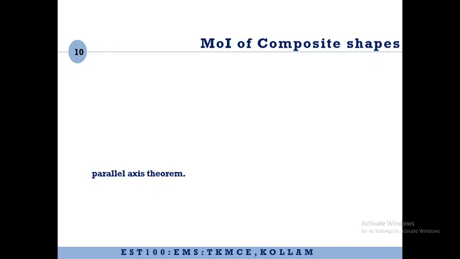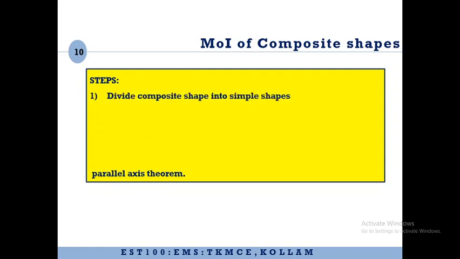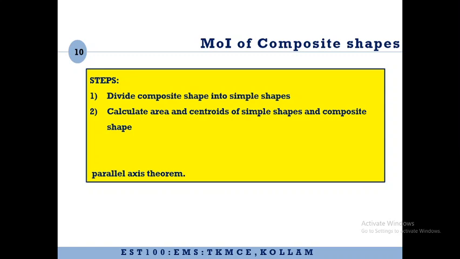Now what we are going to do is find the moment of inertia of composite shapes. Composite shapes are a combination of several simple shapes. The various steps involved are: first, we have to divide the composite shape into various simple shapes. We have already learned the moment of inertia values for various simple shapes like rectangle, triangle, circle and quarter circle. The composite shape that we get will be a combination of these. So we divide the composite shape into simple shapes and number them. Next, we calculate the area and centroid of the simple shapes as well as the composite shape.